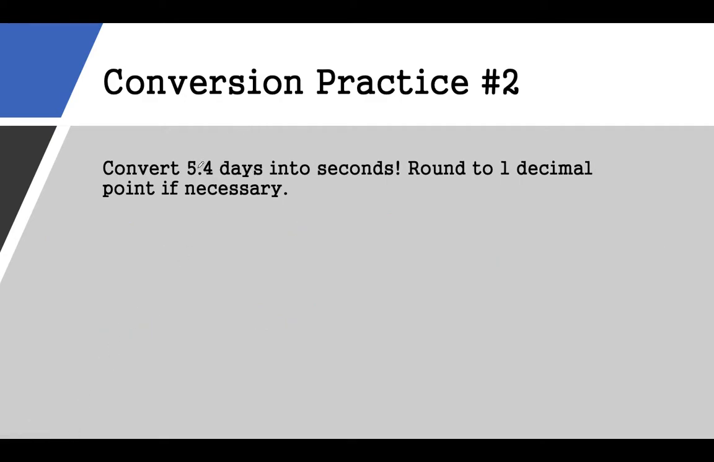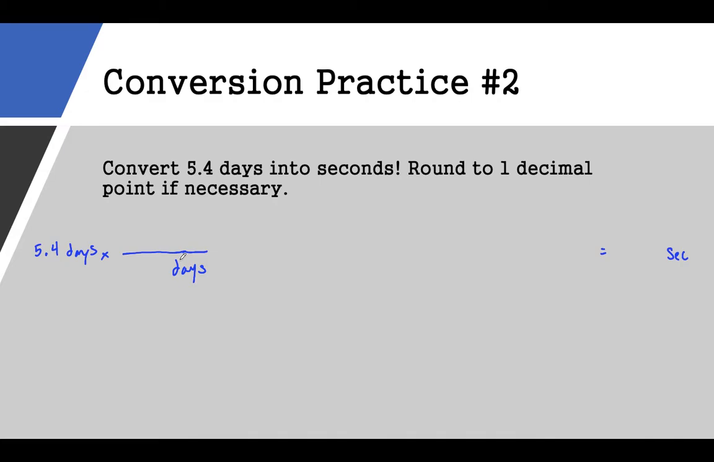Number 2 is 5.4 days into seconds and round to 1 decimal point if necessary. Same exact setup. Start with your known, 5.4 days. On the other side, put your end goal. Here it is seconds for me. Let's multiply by a conversion factor, knowing that I want to cancel out days. And I just ask myself, what do I know about days?